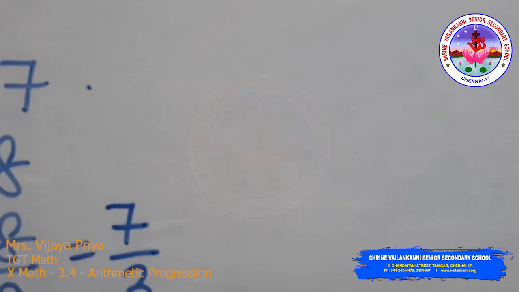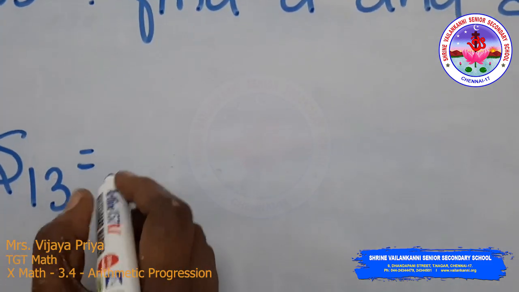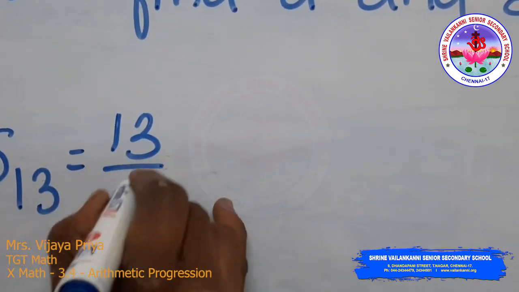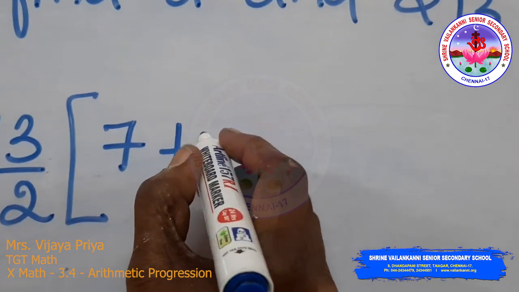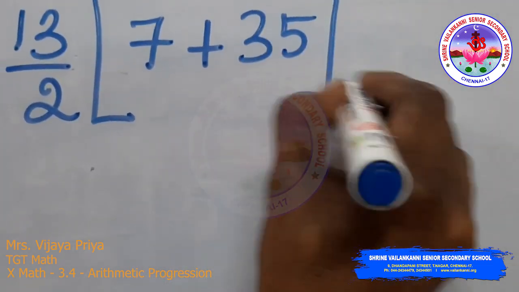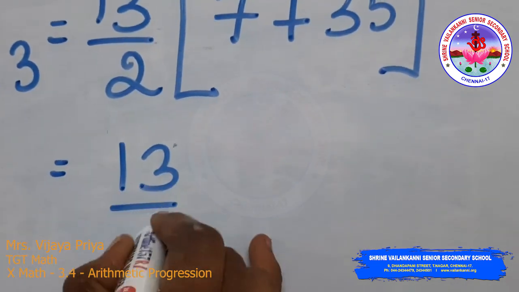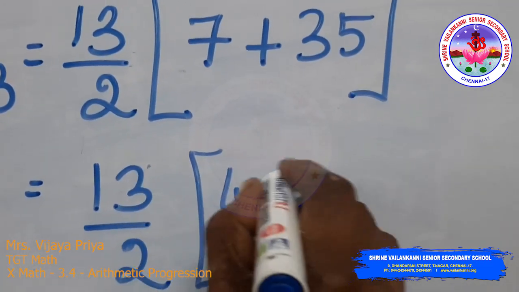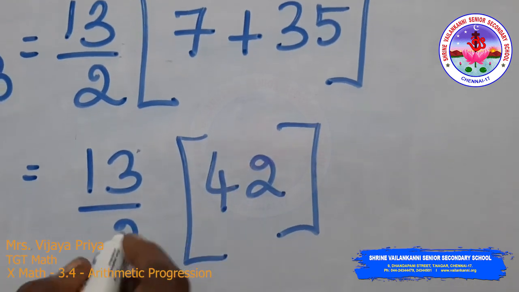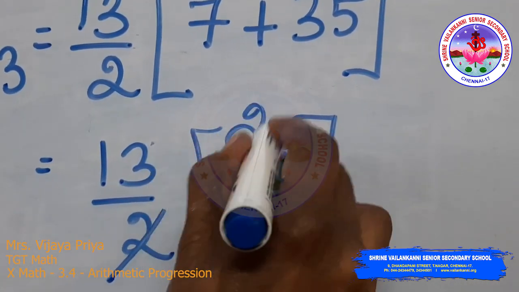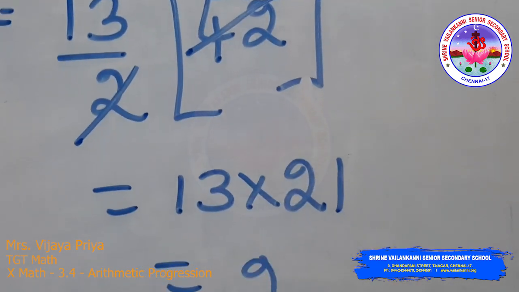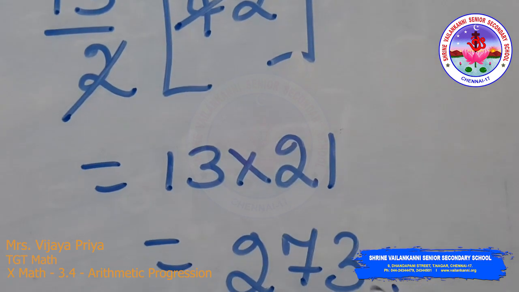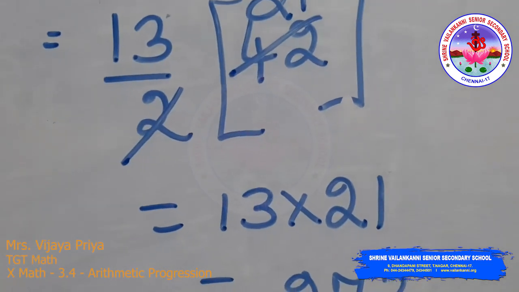Now I am going to substitute the d value in your S13. So S13 is equal to n by 2, which is 13 by 2, into a plus l. a is 7, l is my A13, which is 35. So it is equal to 13 by 2 into 42. Where my 2 goes into 42, 21 times. So I got 13 into 21, which is equal to 273. So my S13 will be 273.